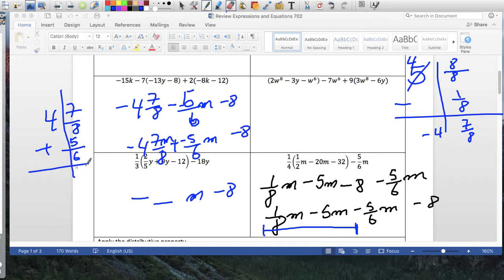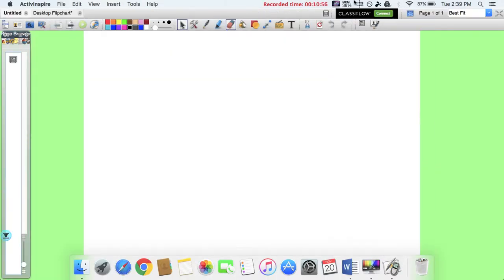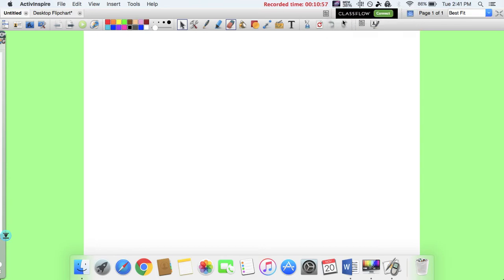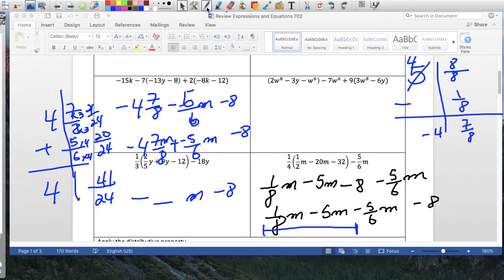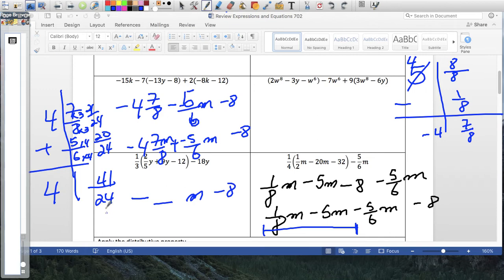So if I add these two, I need to find an equivalent fraction, which is 24. 6 times 4 is 24, so times 4 on the top is 20. 8 times 3 is 24, so times 3 on the top is 21. The 4 comes down, so now I have 24 over here, and 21 plus 20 is 41. Hang on a second. So where was I? What a mess. So that's 41 over 24, which we can change to a mixed number.